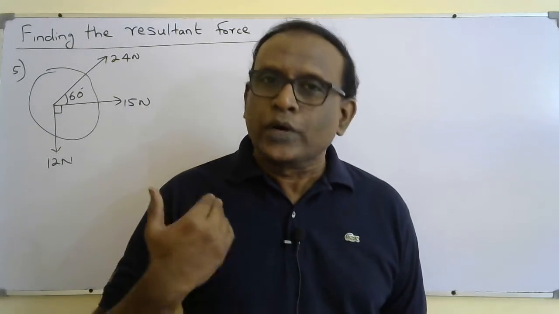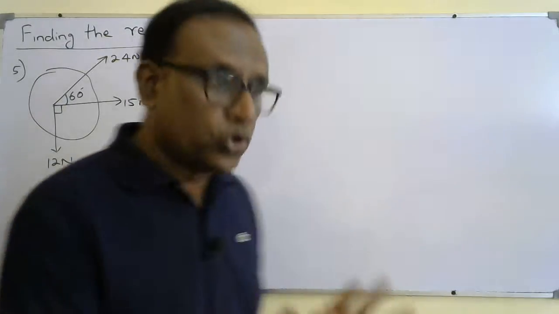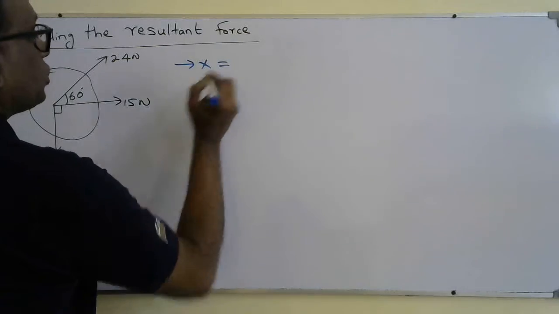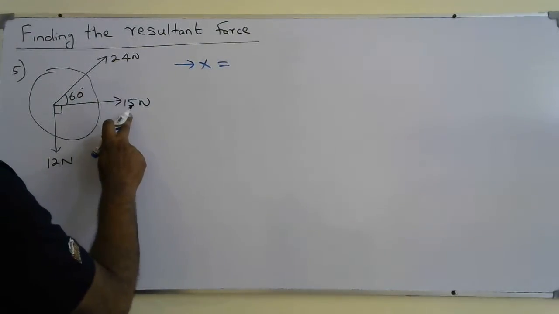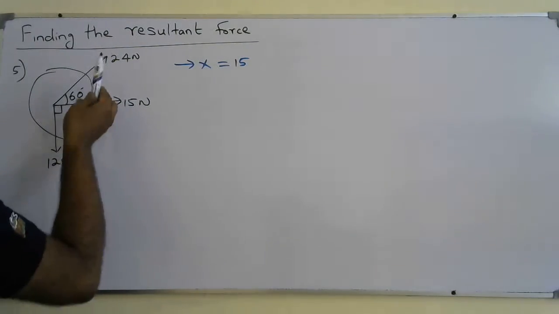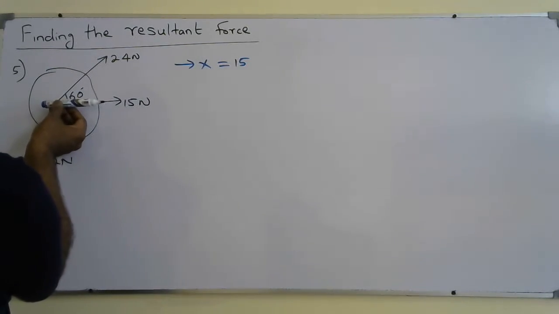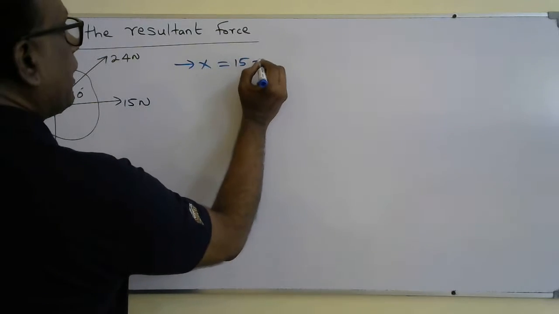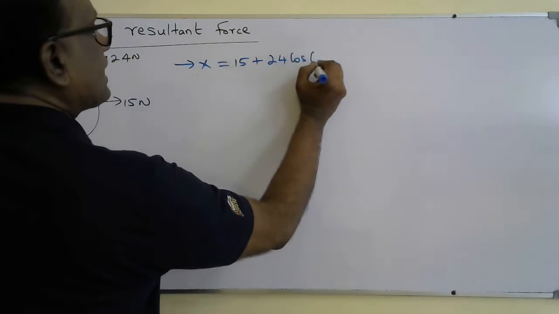So I'll take towards right positive. If you want, you can take towards left also positive. No reason, I am just taking towards right positive. So I'm going to find the total horizontal force of this system of forces. 15 Newton is already towards right, so I'll just put 15. When I resolve this 24 Newton into horizontal direction, I should close it through 60 degree. It will point to the right. I am taking towards right positive, so it should be plus 24 cos 60.